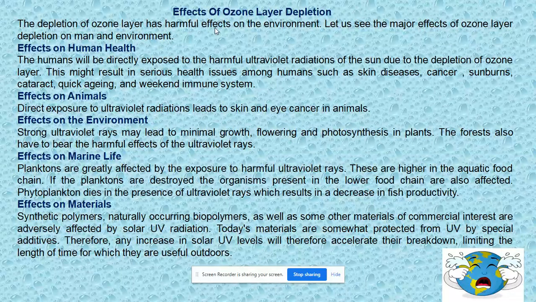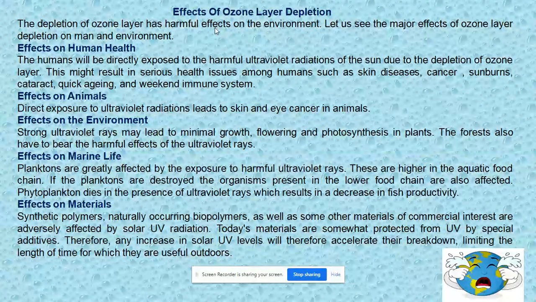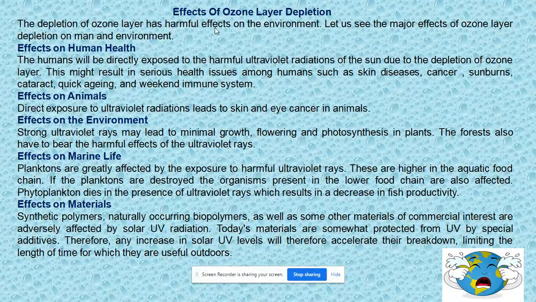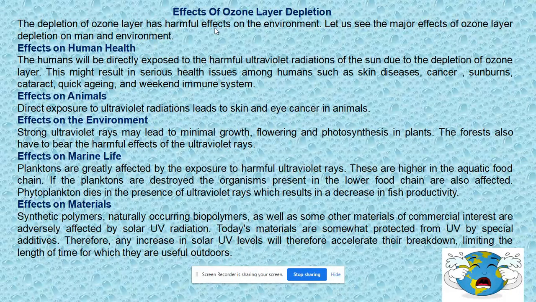Effects on marine life. Planktons are greatly affected by exposure to harmful UV rays. These are higher in the aquatic food chain. If the planktons are destroyed, the organisms present in the lower food chain are also affected. Phytoplankton dies in the presence of ultraviolet rays, which results in a decrease in fish productivity.